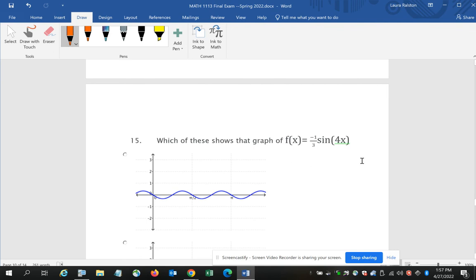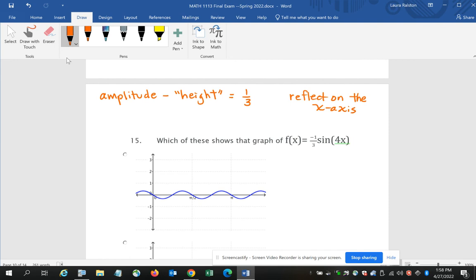15, we're back to looking at graphs again. This one is negative 1/3, which changes the amplitude. Normally, the amplitude kind of corresponds to your height. Okay, how tall it is. Normally it is 1, but in this case, we have shortened it to 1/3. And the fact that it's negative tells me that we're going to reflect over the x-axis.